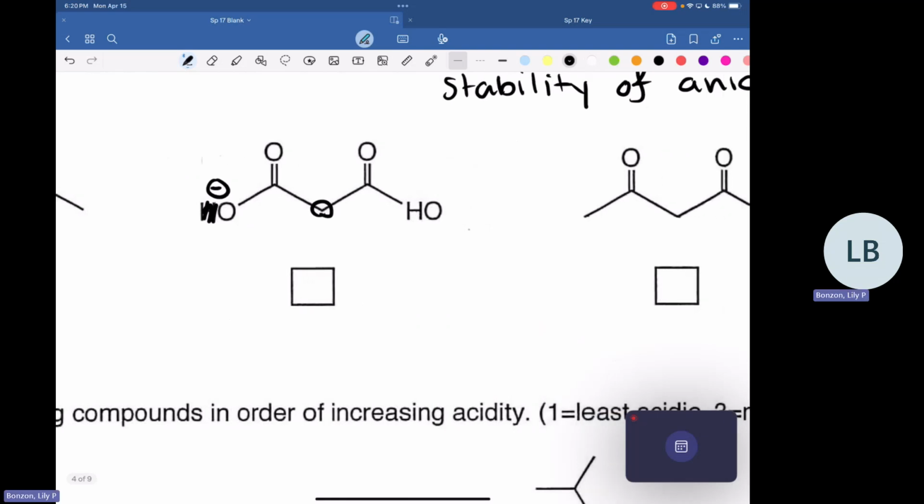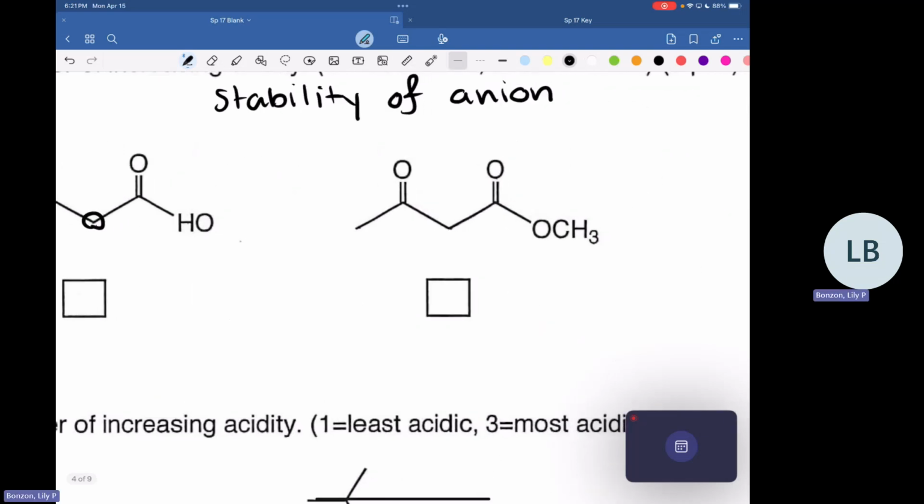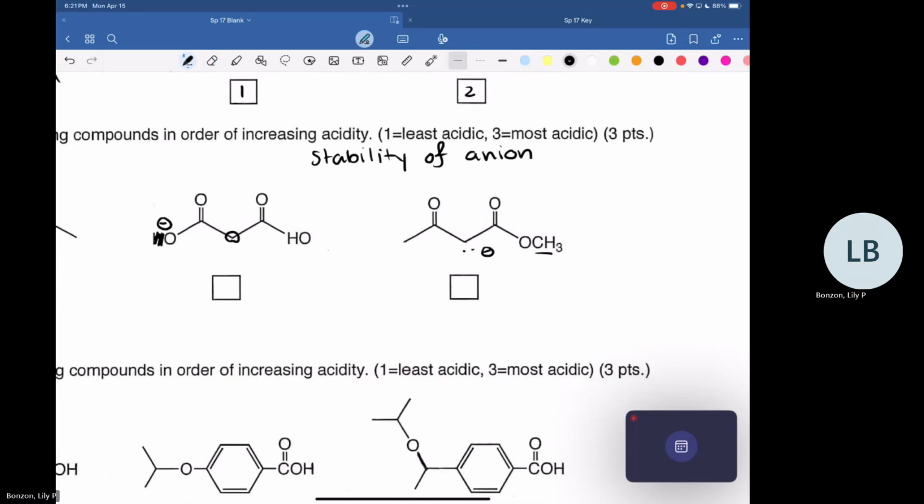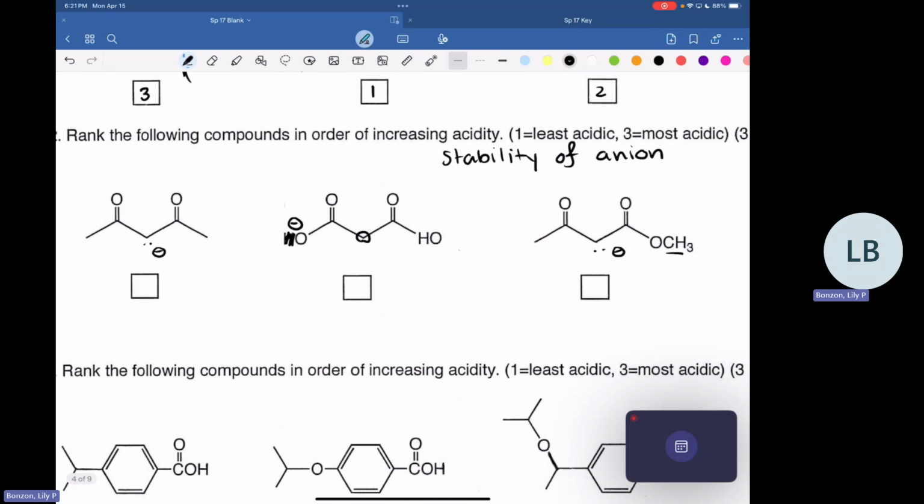Then over here on the right, we have this carbon, and we do have an ester carbon, but the one in the middle is still going to be our most acidic, because it has the two ketones in between that it will resonate with. So, spoiler: increasing acidity means stability of the anion. We want more stability for a more acidic anion.